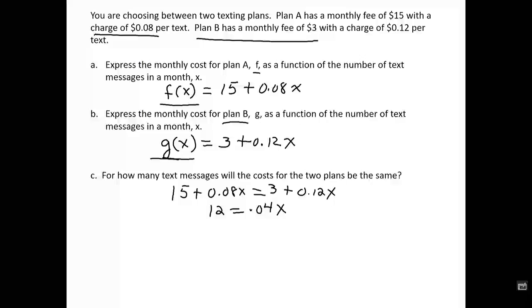And we need to then solve for x. We want to now solve this equation for x. So I'm going to divide by 0.04 on both sides. 12 divided by 0.04. If we do the division, we get that x is equal to 300. So therefore, we conclude that the plans cost the same for 300 text messages.